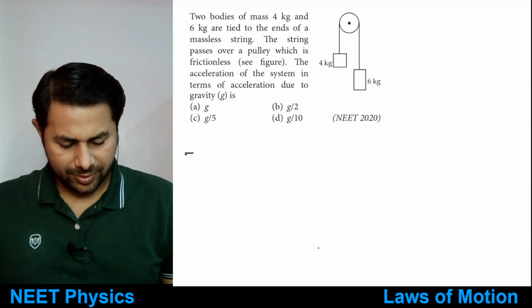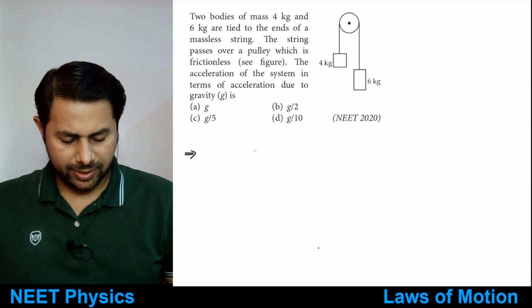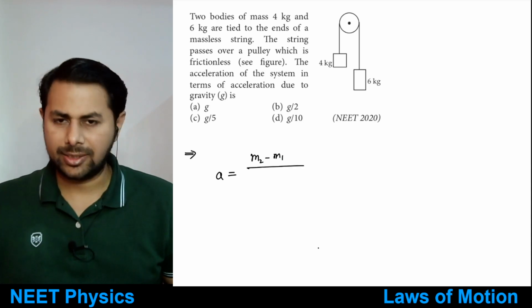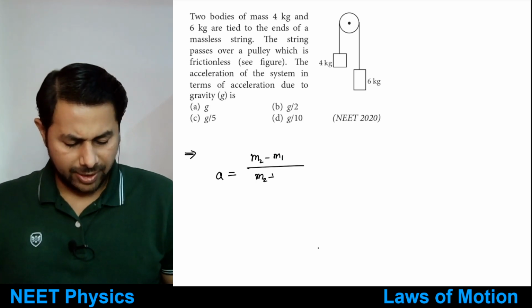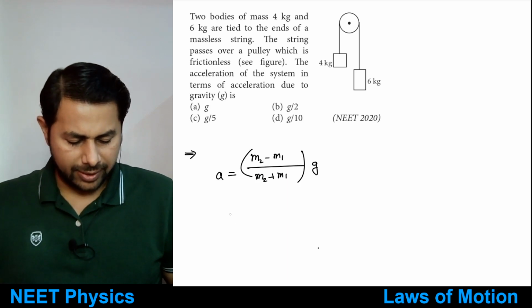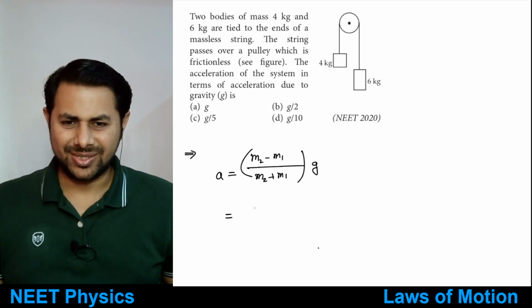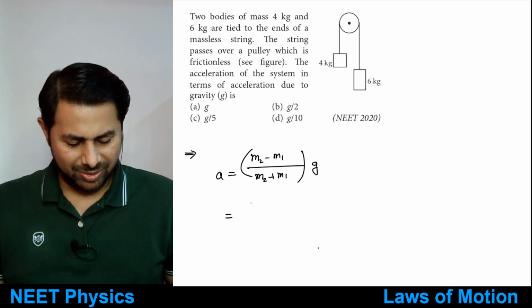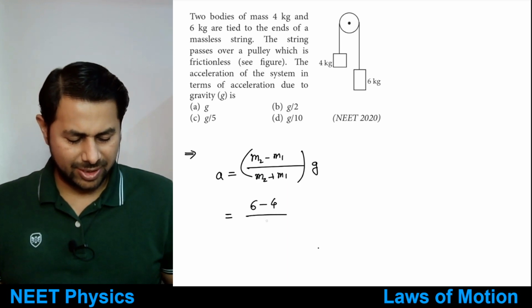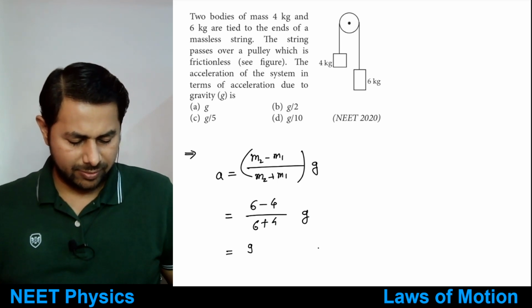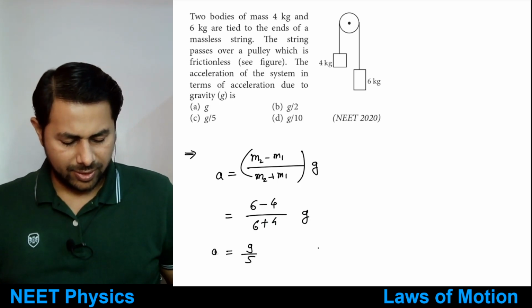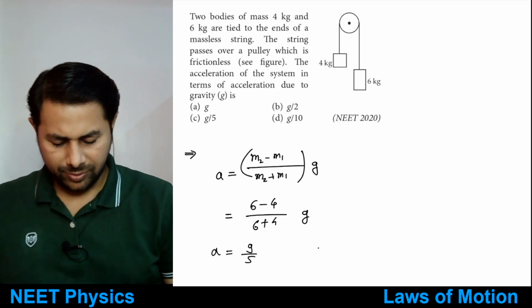Okay, let's check. So it is m2 minus m1. Acceleration is m2 minus m1 divided by m2 plus m1 multiplied by g. Now you don't even have to write down this formula, right? Yeah, g by 5. Okay, so m2 is 6. 6 minus 4 divided by 6 plus 4. Correct. So 2 by 10 means 1 by 5. So the acceleration is just equal to g by 5.